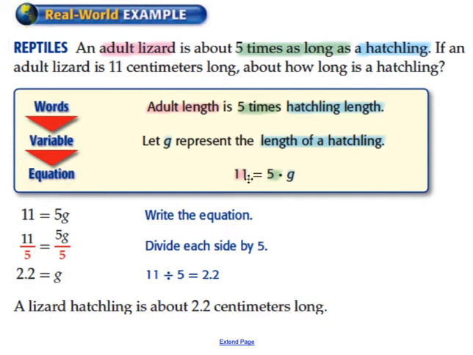And one of the things you can double check, remember the adult is supposed to be bigger and it was 11, make sure your answer makes sense. 2.2 is smaller than 11. If we had come out with 22 here, we would know that we made a mistake.